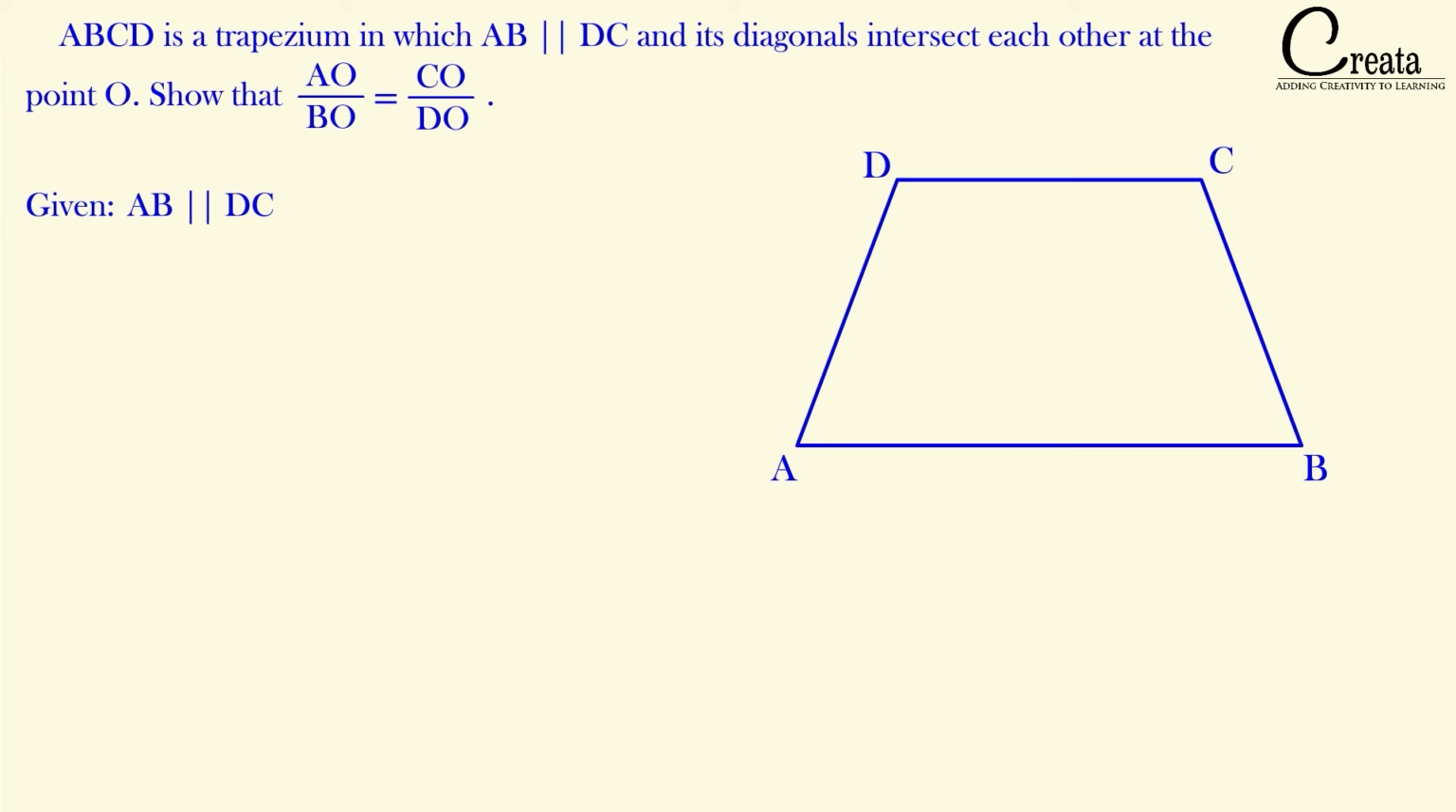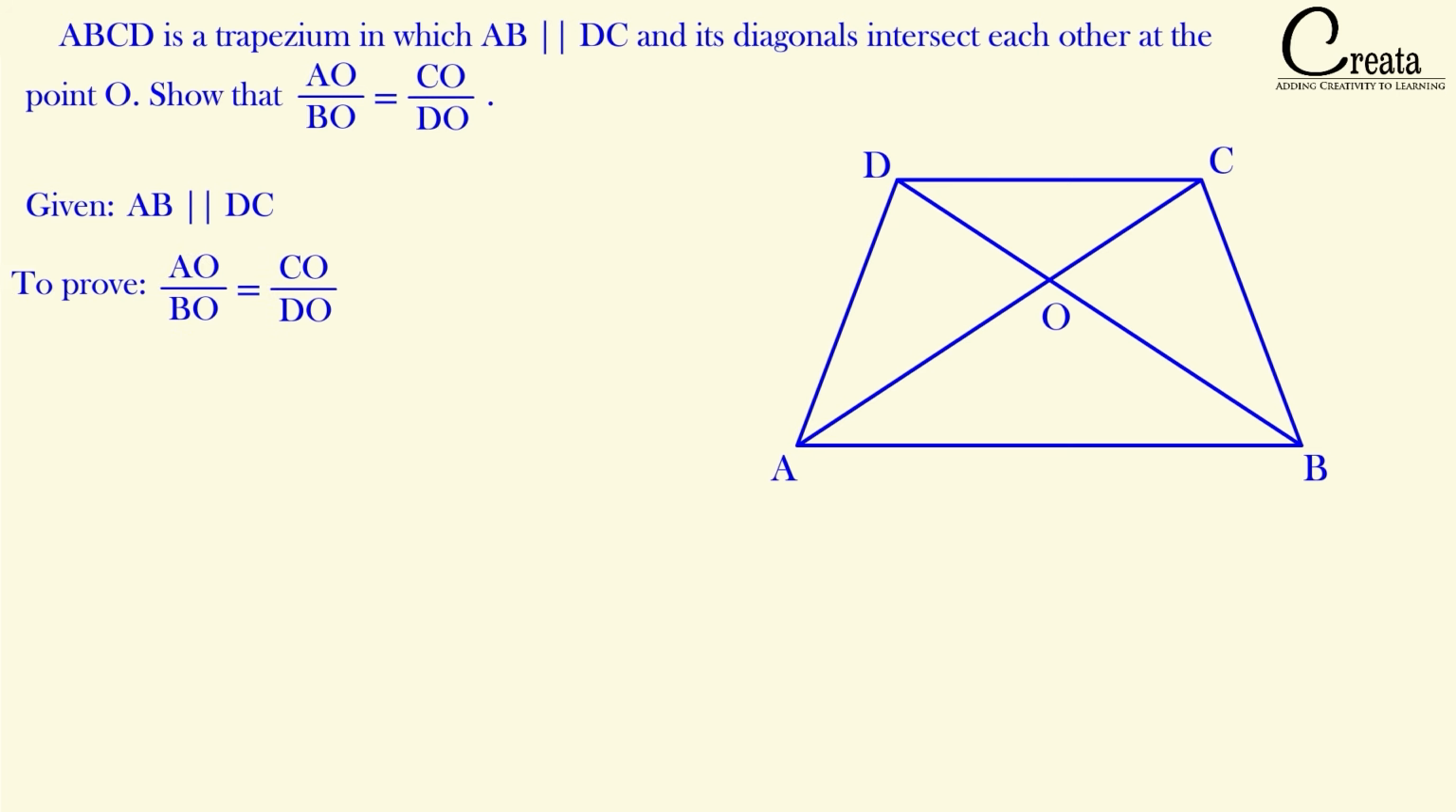Further, the question is also talking about the diagonals of this trapezium. Let's have the diagonals as AC and BD. These two diagonals are intersecting at the point O. And we have to show that AO upon BO is equal to CO upon DO. So this is AO, this is BO, this is CO, and this is DO. We can directly start with the answer, but I will show you how to approach this question.